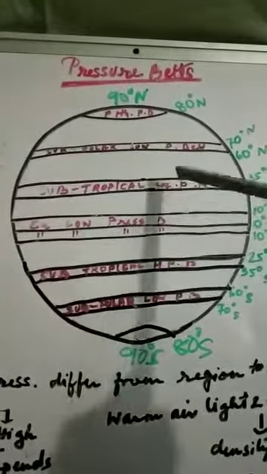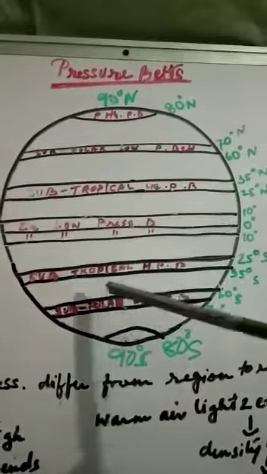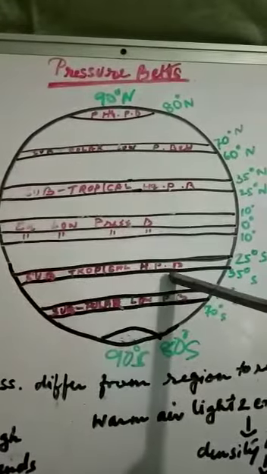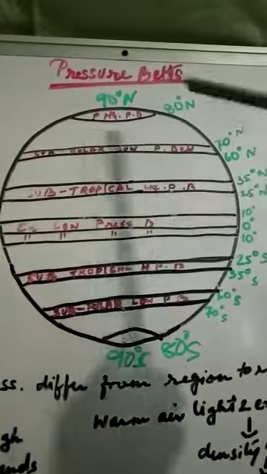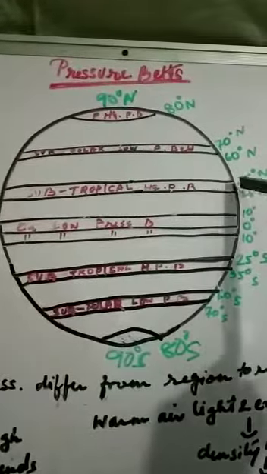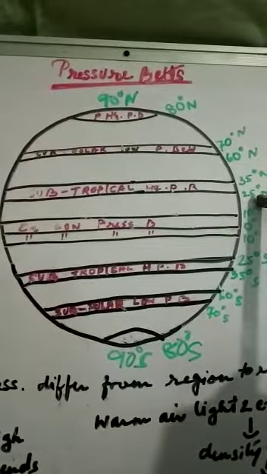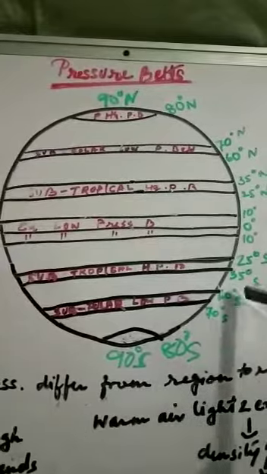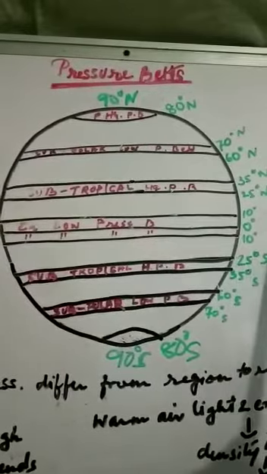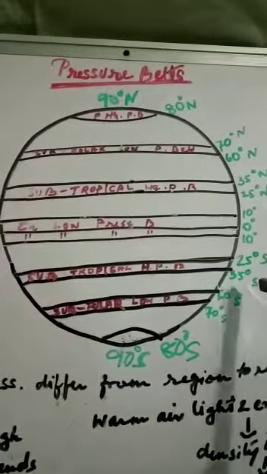Now next we go to the subtropical high pressure belt. You will find the same kind of pressure belt in both the hemispheres. Subtropical high pressure belt in the southern hemisphere and subtropical high pressure belt in the northern hemisphere. And the extent of the pressure belt is also the same, 25 degree latitude to 35 degree latitude north, and again 25 degrees south latitude to 35 degrees south latitude in the southern hemisphere.